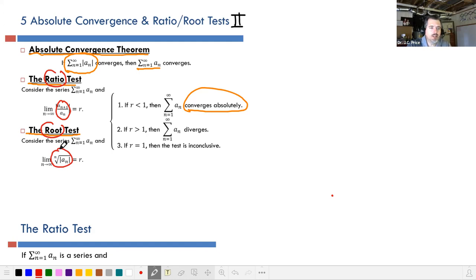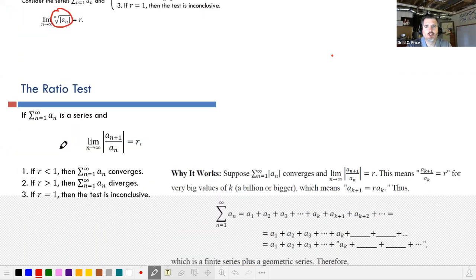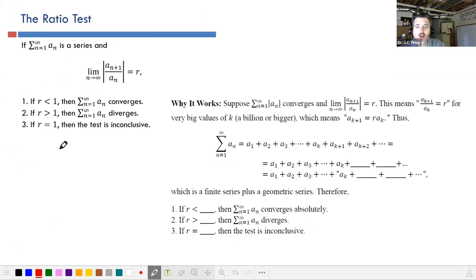We didn't talk about why the ratio test was true last time, so I want to talk a little bit about that. Focusing here on the ratio test, we want to see, why does it work? We're just going to fill in some blanks here.